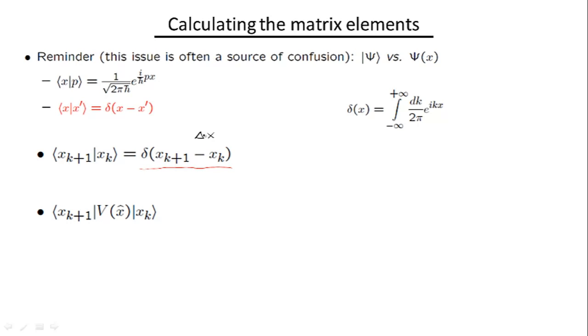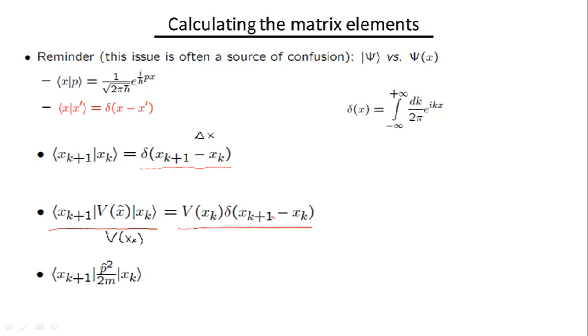Now, in a very similar way, we can also calculate the matrix element of the potential V of x. Since V, the potential, depends only on the coordinate, and this state vector is the eigenstate of the coordinate, V of x, when acting on x sub k, just gives us the number V of x sub k, which can be factored out, and the remaining matrix element we just calculated. So the result is simply this.